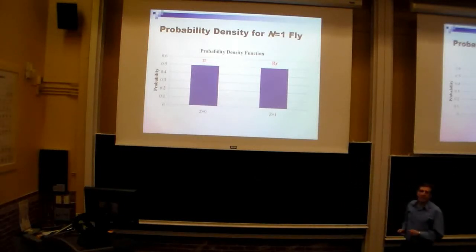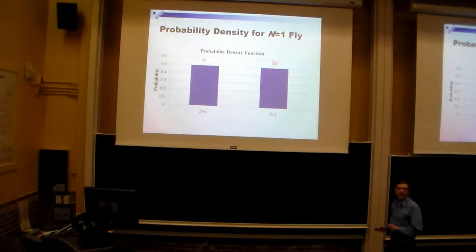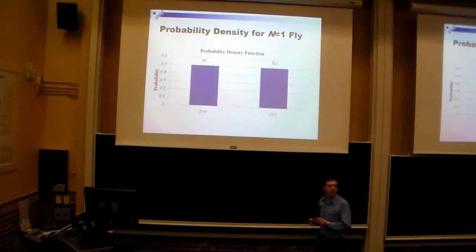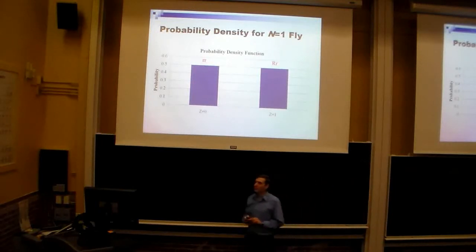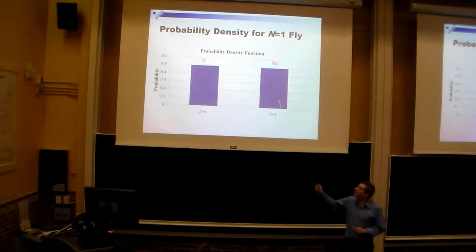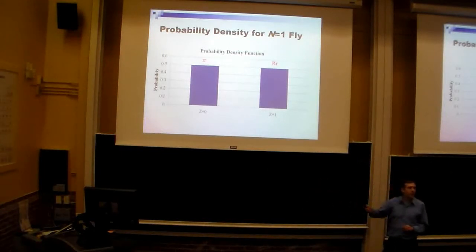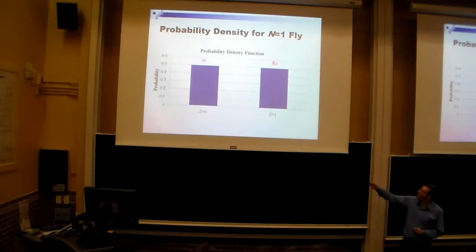So this is showing an example of what this probability density of the statistic under the null hypothesis might look like if we picked n equals 1. So if we looked at just a single fly in the F2 generation. So in that case, we might have our probability density function here, and we have our statistic z, and if we're just looking at one fly, so n equals 1, there are only two possible values z can take on. Either z is 0 or z is 1.